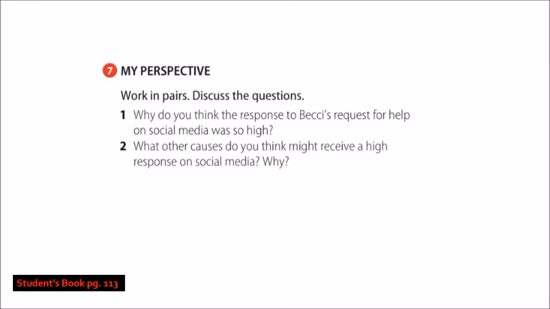And it says work in pairs, and discuss the questions. Number 1, why do you think the response to Becky's request for help on social media was so high? So probably there were a lot of retouchers that wanted to help, right? That wanted to bring joy to these people. Number 2, what other causes do you think might receive a high response on social media and why?